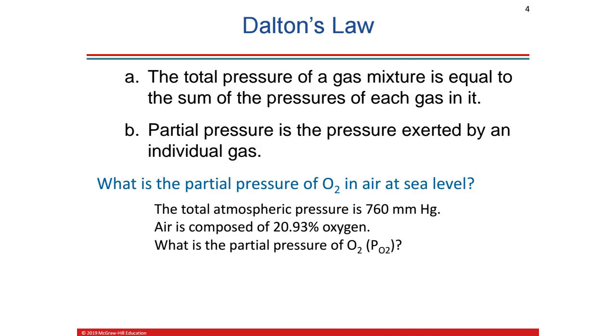According to Dalton's law, the total pressure of a gas mixture is equal to the sum of the pressures of each gas in it. And the partial pressure is the pressure exerted by an individual gas.